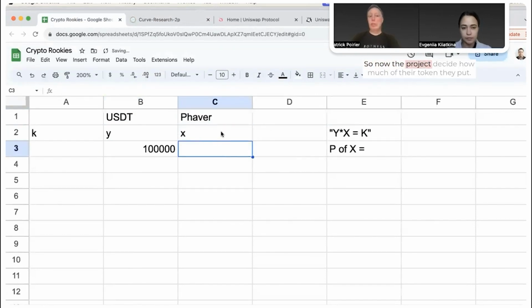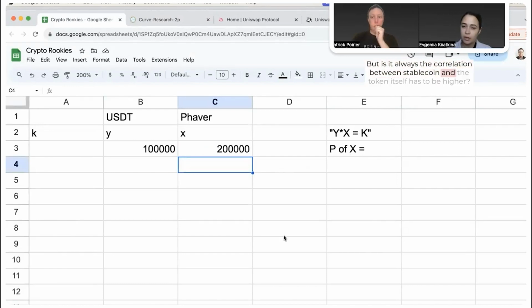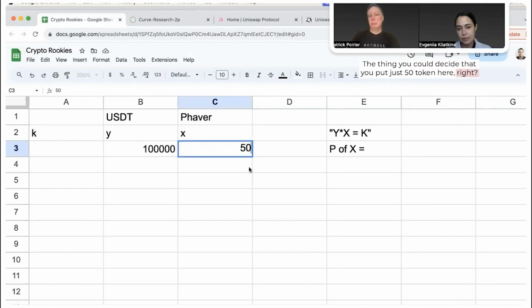Now the project decides how much of their token they put. Let's say they only have $100,000 of USDT that they can allocate to this, and they want the price of their token to launch at 50 cents. That would mean they would have to put twice as much of their own token, so 200,000 Favor tokens. But is it always the case that the amount of the token has to be higher than the stablecoin? No. You could decide that you put just 50 tokens here. It's entirely up to you.